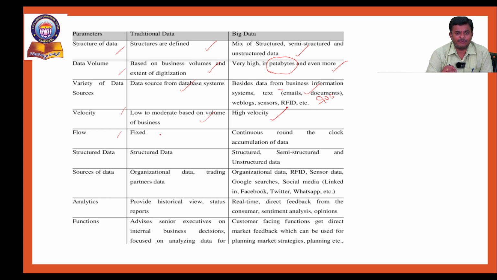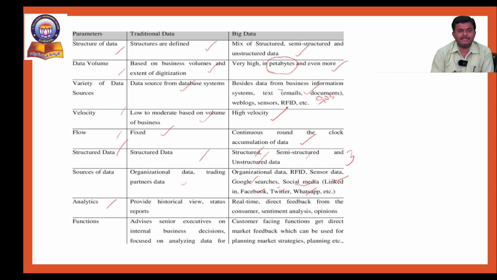Flow: the data flow is fixed, but in big data, the accumulation of data is continuous, running round the clock. Structured data in traditional, but in big data it is structured, semi-structured and unstructured, a combination of several types of data. Source of data: organizational data, trading partners data, RFID, sensor data, Google searches, social media like Facebook, Twitter, and WhatsApp, etc.